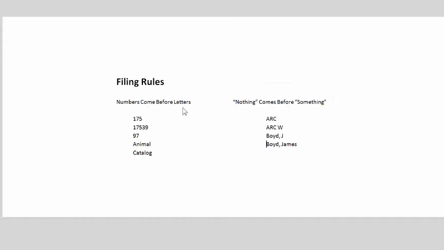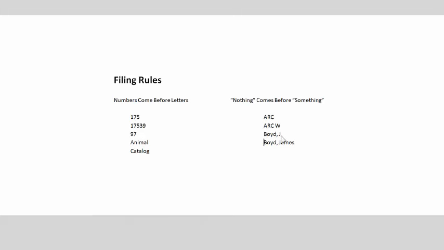Here, numbers coming before letters, we see our numbers listed first and then our alphabetical order. Since the computer reads from left to right, it does not care that the number 97 is smaller than the number 175. It simply reads that ones come before nines. Nothing comes before something. Arc is all that's typed there, so that would come before arc with a space and a W. The name Boyd with just the letter J comes before Boyd James. Nothing after the J comes before A in James.